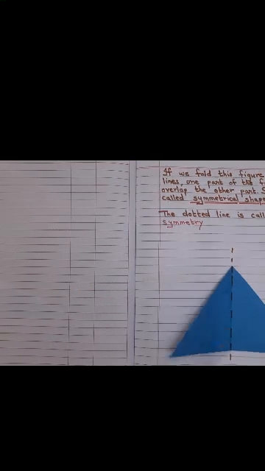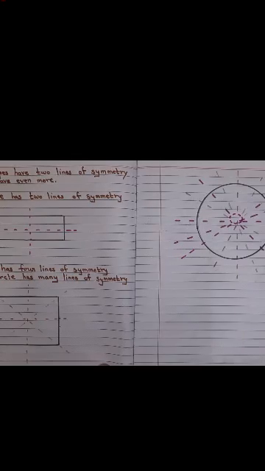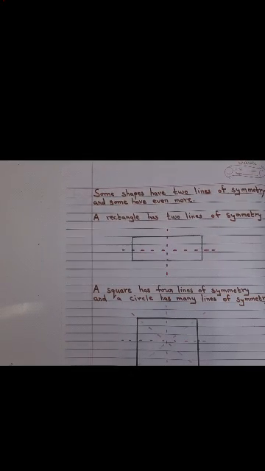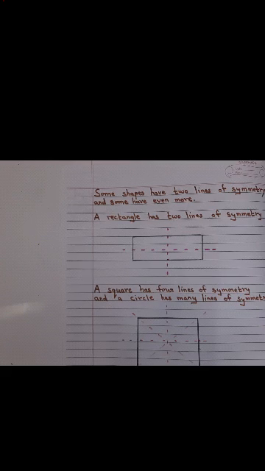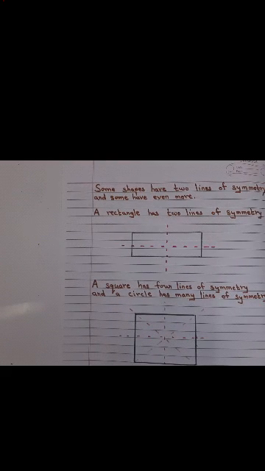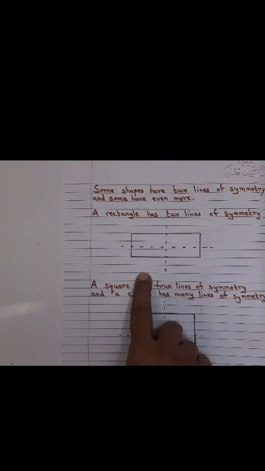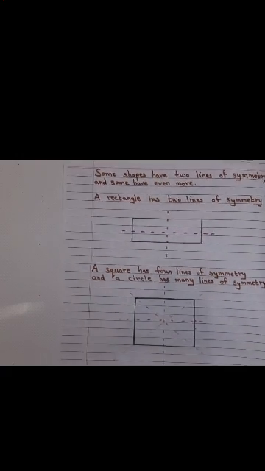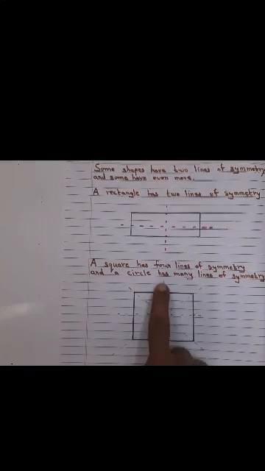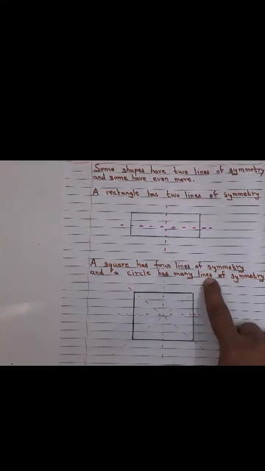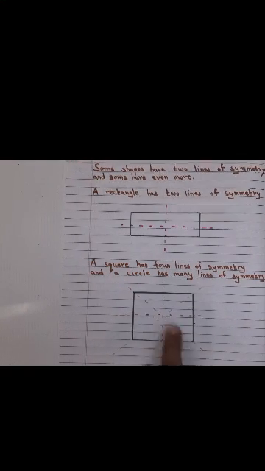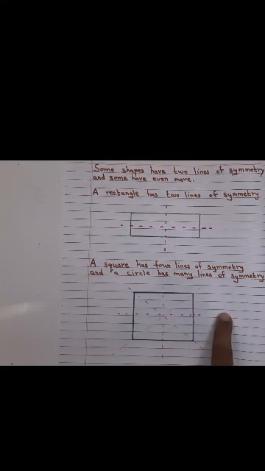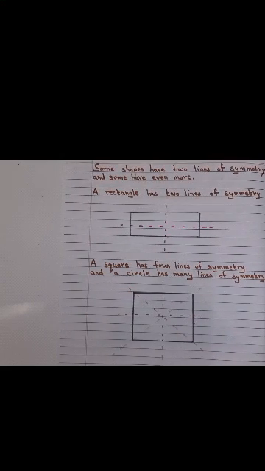Now, let's see something more about the line of symmetry. First, let's see this side, children. Let's see a rectangle, okay? Now, some shapes have two lines of symmetry and some have even more. Now, look at the rectangle, children. There are two lines of symmetry. Now, what about a square? The square has four lines. Can you see one here, and one this and this. So it is 4. 1, 2, 3, 4. So the square has four lines of symmetry.